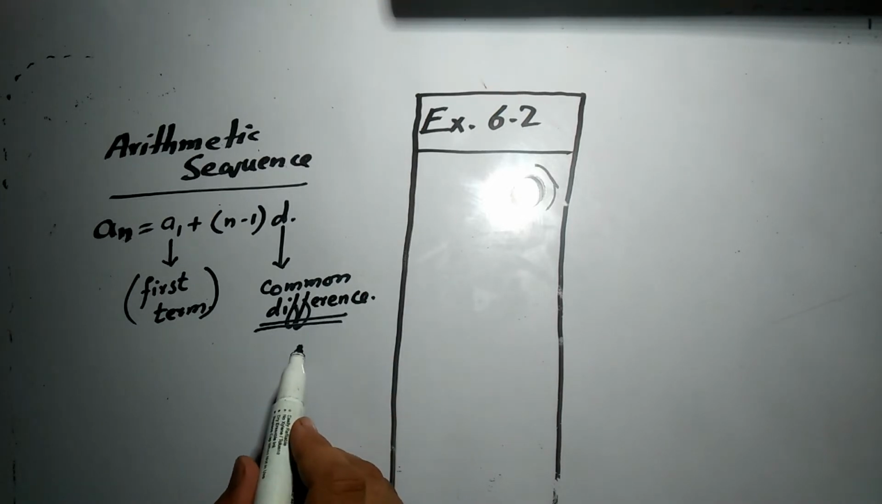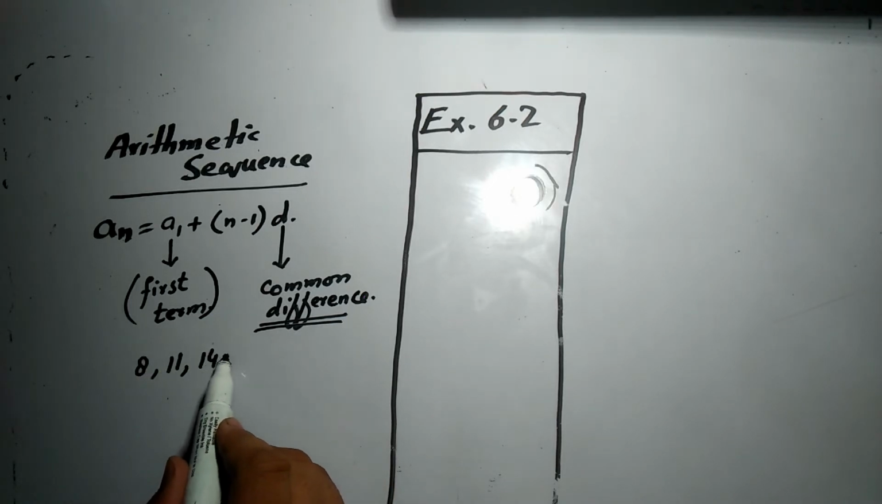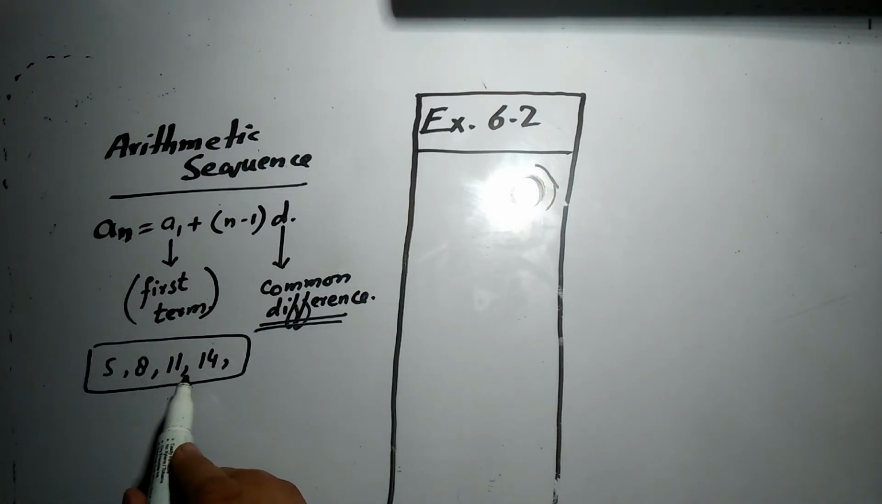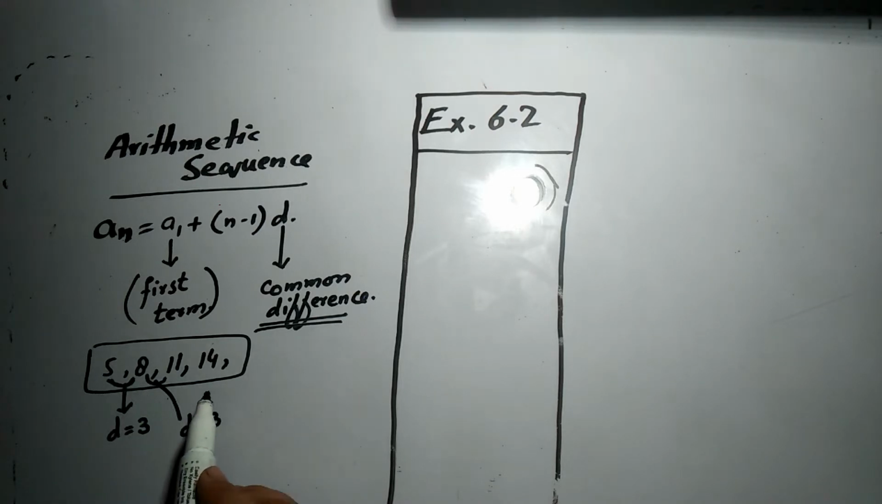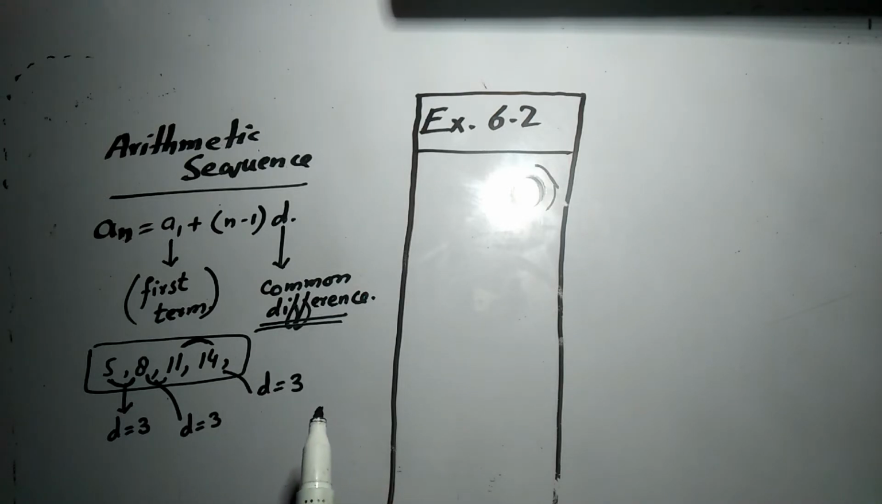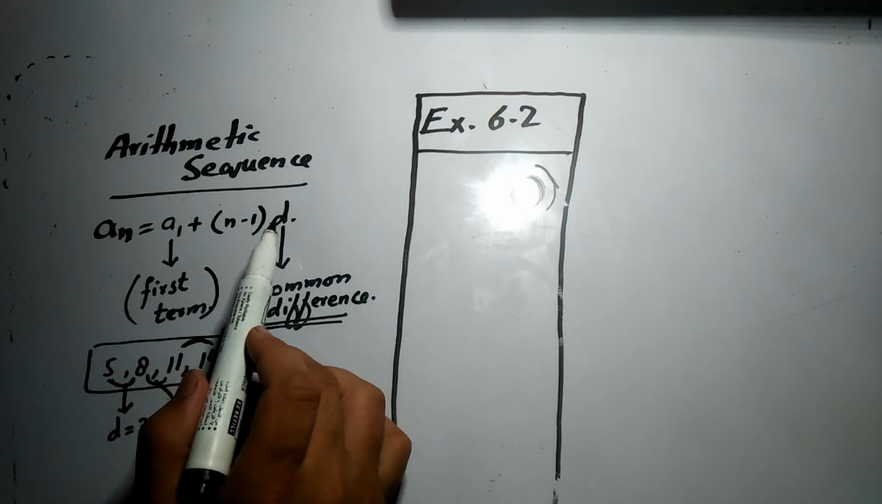What is the meaning of common difference? If I write 8, 11, 14, 17, so this is called an arithmetic sequence because the difference between two consecutive terms will be equal to d and this will be the same. Between 8 and 11 there is difference 3, and between 11 and 14 d is equal to 3. So this is called an arithmetic sequence. So the general formula of an arithmetic sequence is an is equal to a1 plus n minus 1 d.